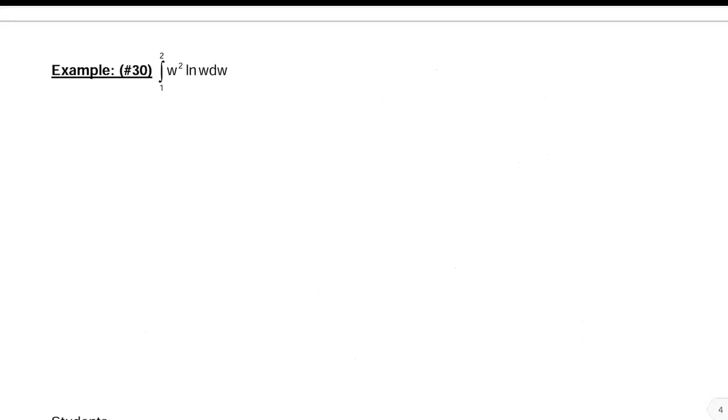Number 30 is a definite integral this time, so we're not going to put plus c. We're going to evaluate it in the end. Please pause the video and work out number 30, and then turn the video back on to check your answer.